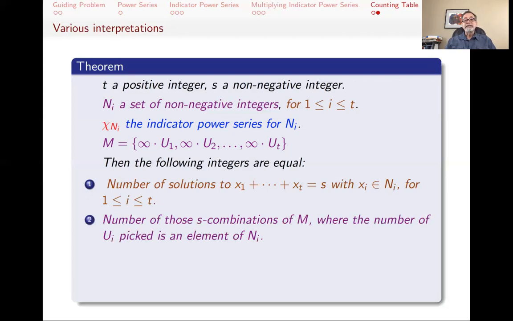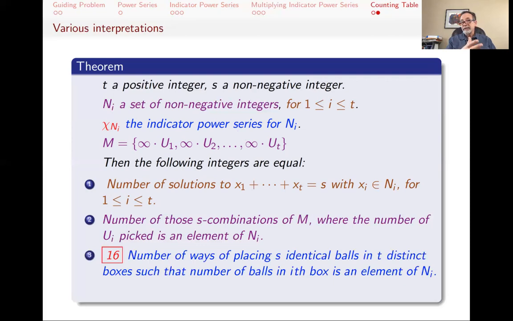The next one is that you take s-combinations of M, where the number of ui picked is an element of Ni. Again, you want to pick s things out of this multiset M, but you have restrictions. How many u1s you can take has to be something in N1. The number of u2s has to be in N2. And of course, that's the same as the first formulation, because x1 is going to tell you how many u1s to pick. x2 is going to tell you how many u2s to pick. Or if you've already picked u1s and u2s, then that tells you the solution to this equation.